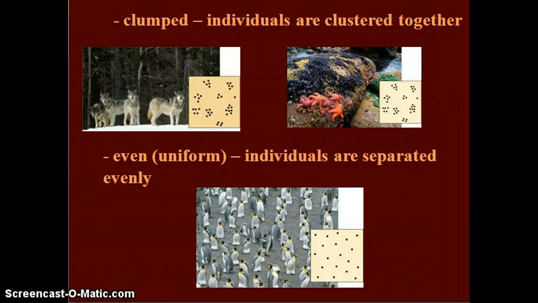Populations are dispersed in three different ways. It could be random, where you don't really have a rhyme or reason. It could be clumped, and it can be evenly spaced out.